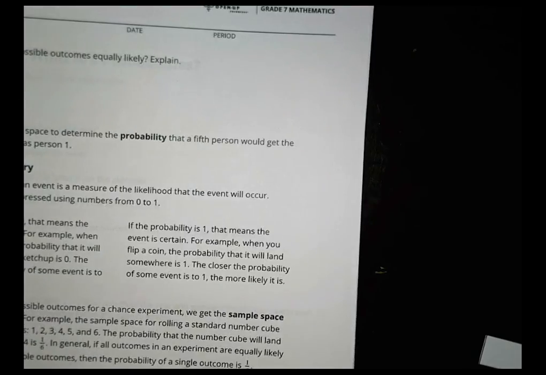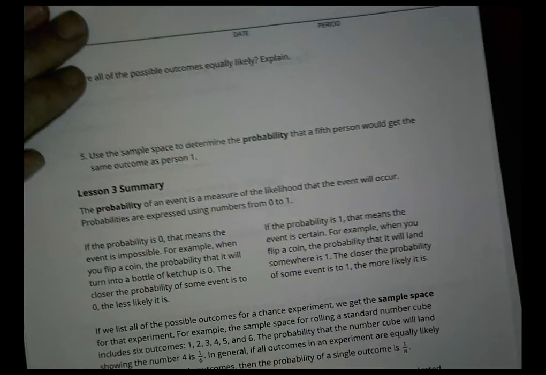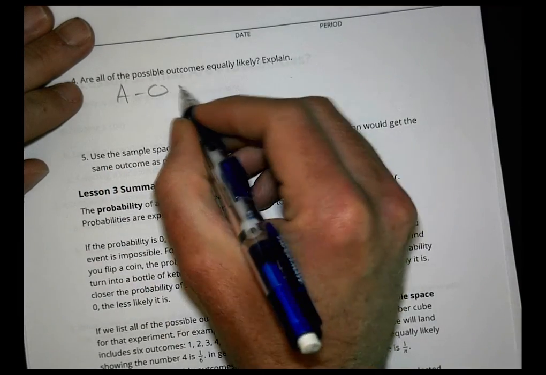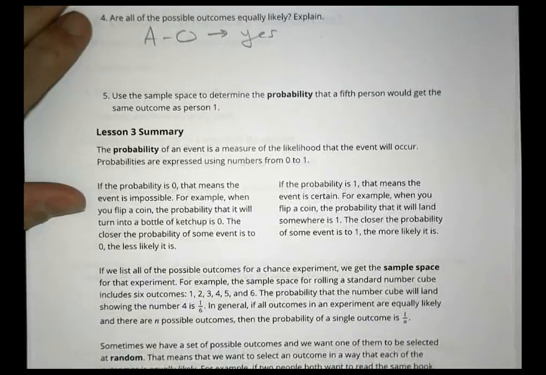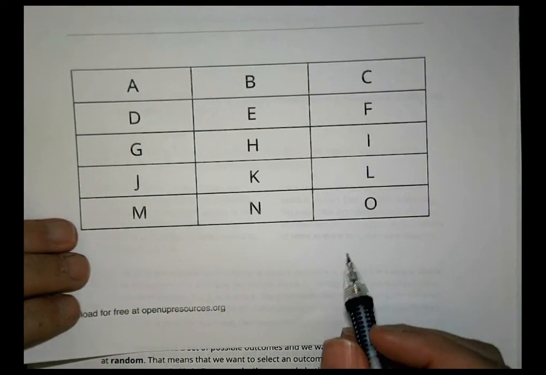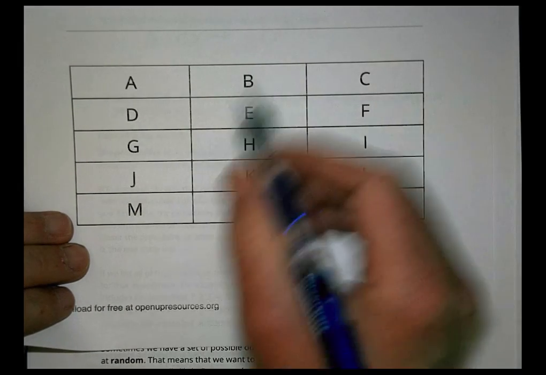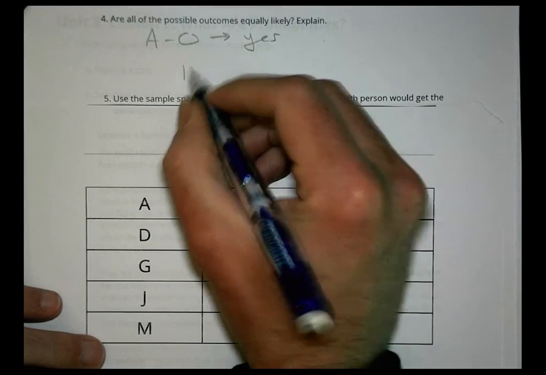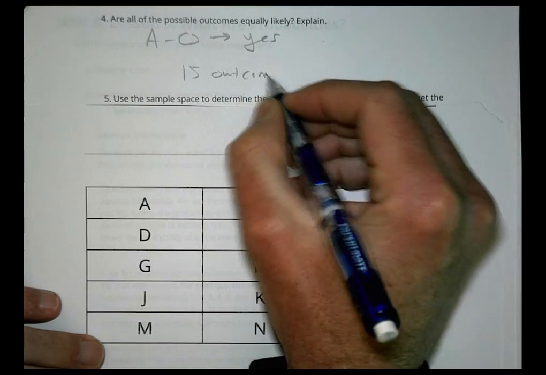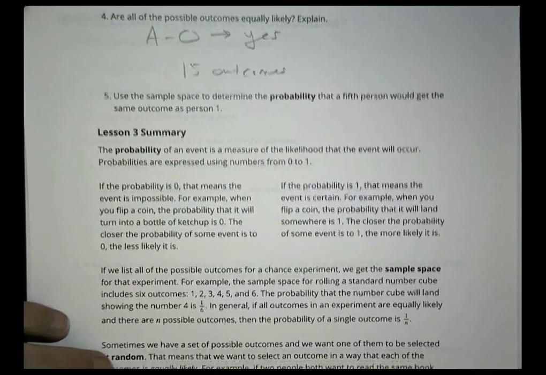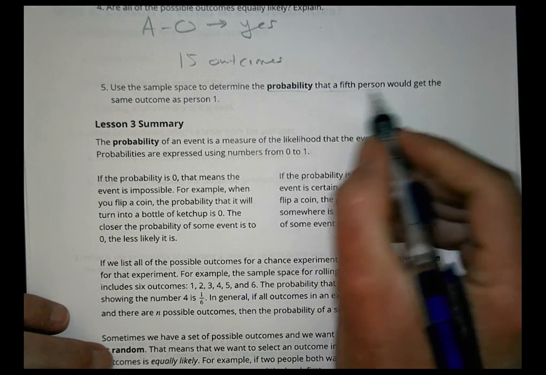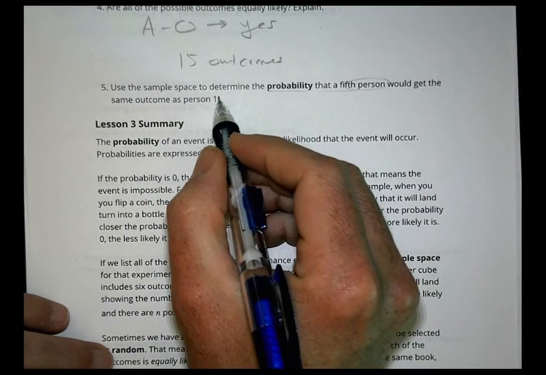All right. So are all of the possible outcomes equally likely? Well, sure. If I have the letters A to O and they're all the same size, yes, they're all equally likely to happen. And in fact, in this case, it started off as a sheet that looked like this, and you can see that there are 15 different letters right there. There are 15 outcomes that are possible, and they all have the same opportunity to come up. Nothing's repeated.